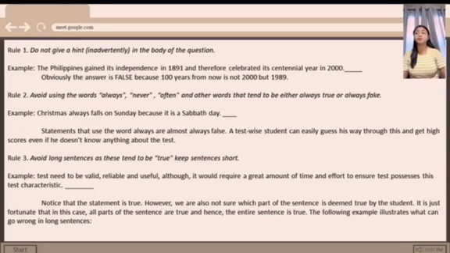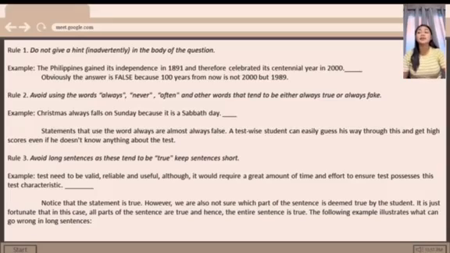Rule number 2. Avoid using the words always and never, and other words that tend to be either always true or always false. For example, Christmas always falls on a Sunday because it's a Sabbath day. Statements that use the word always are always false. A test-wise student can easily guess his way to a good score even if he doesn't know anything about the test.